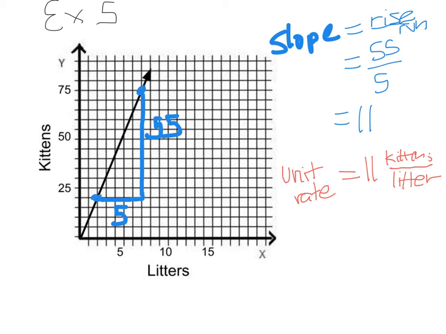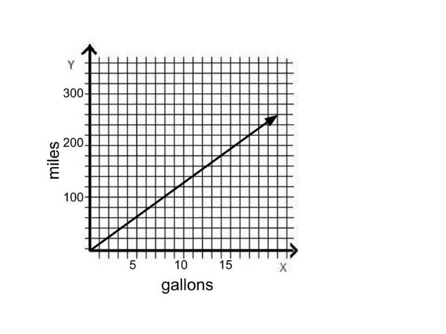You'll do the same thing for example 6 and example 7. I want you to try those on your own, find the slope, and determine what the unit rate represents. This is example 6. Find the slope, push pause first, then find the slope, write down what the unit rate would represent, then hit play to see if you got the answer correct.